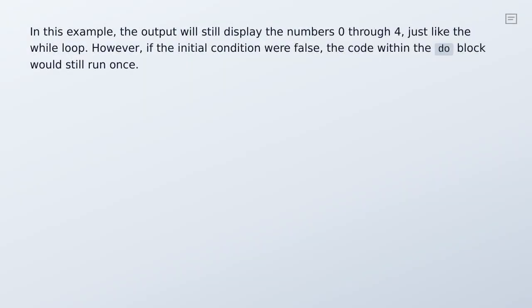In this example, the output will still display the numbers 0 through 4, just like the while loop. However, if the initial condition were false, the code within the do block would still run once. You'll use this often as you go.